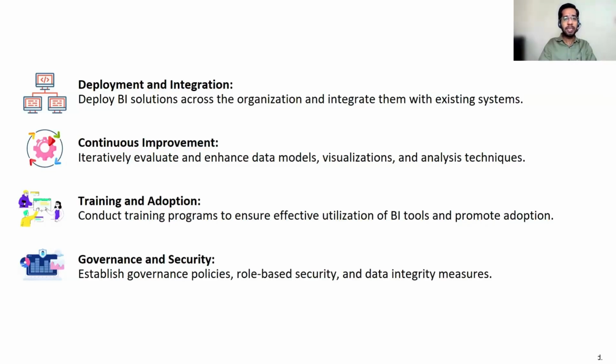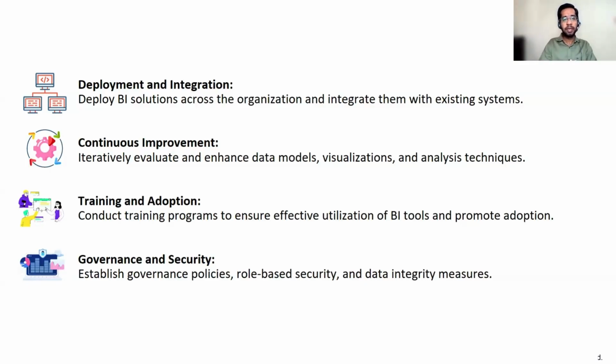The next step is continuous improvement. Continuous improvement is an ongoing process of refining and optimizing the business intelligence solution to meet evolving business needs. This stage involves collecting feedback from users, monitoring performance metrics, and identifying the opportunities for enhancement and innovation. Continuous improvement ensures that the BI solutions remain relevant, effective, and aligned with organization goals over the time.